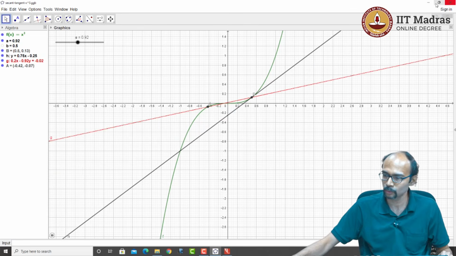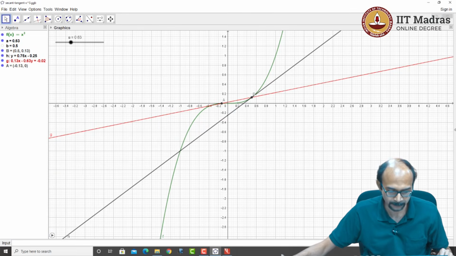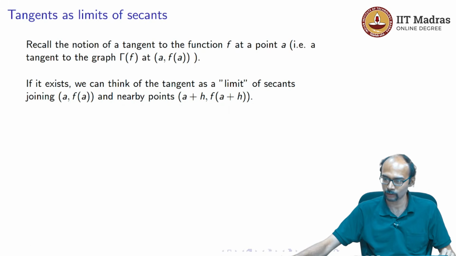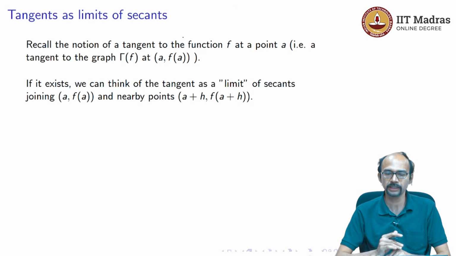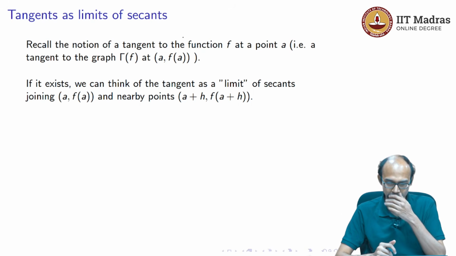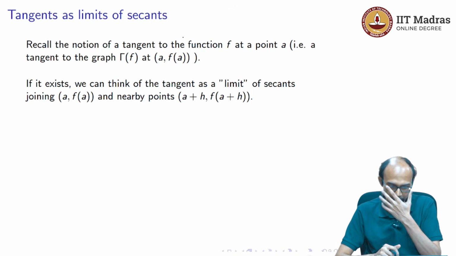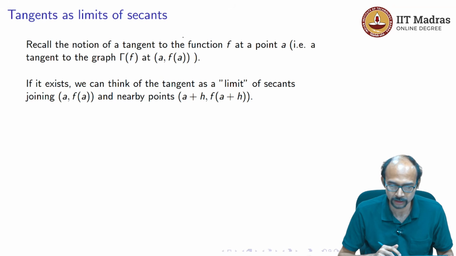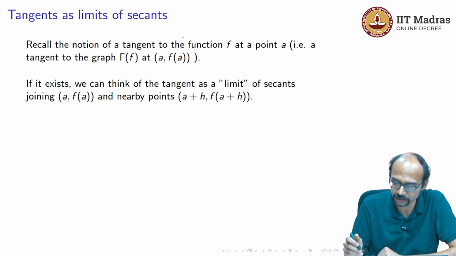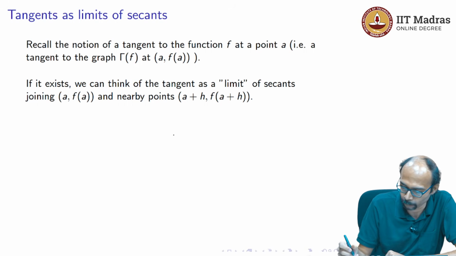I hope you have gotten the idea expressed in this slide, namely that you can think of a tangent as the limit of secants. If it exists, we can think of the tangent as a limit of secants joining a comma f of a and nearby points a plus h comma f of a plus h. Let's write down the equation of the secant which joins these two points.